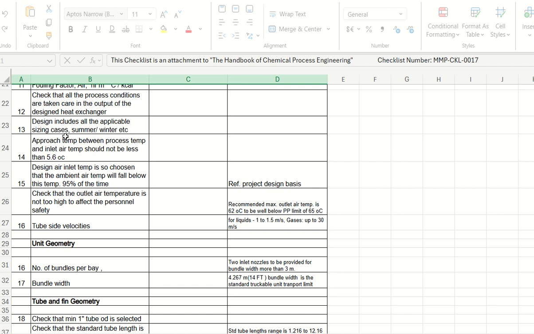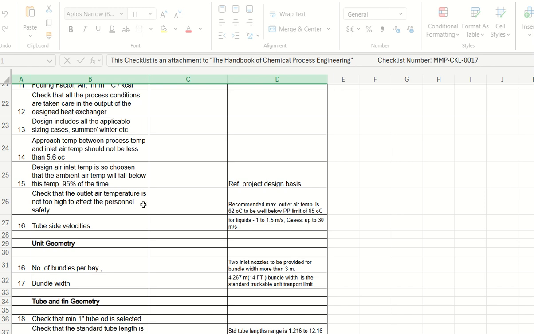Design should include all applicable seasons, summer, winter, etc. Approach temperature between process temperature and inlet air temperature should not be less than 5.5 to 6 degrees C. Design air inlet temperature is so chosen that the ambient air temperature will fall below this temperature 95% of the time. Which means the design air inlet temperature should be high. Refer to the design basis from the design philosophy.